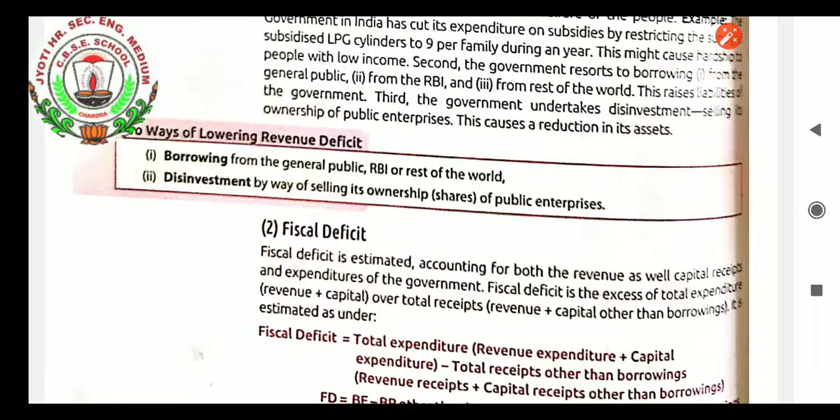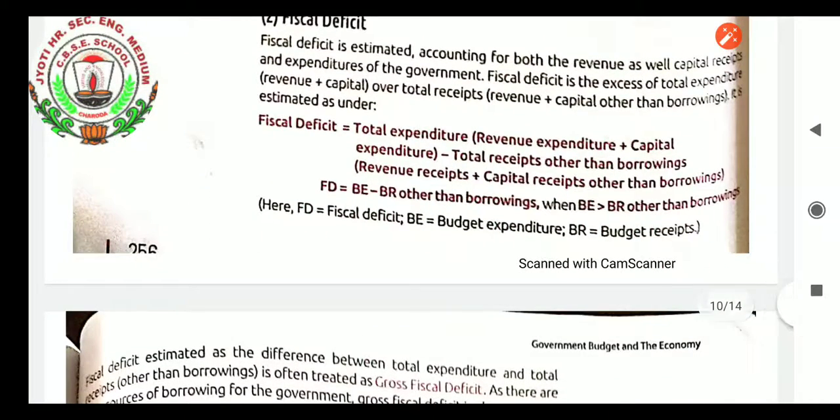The deficit which the government is getting is estimated according to both the revenue as well as capital receipts and expenditure of the government. That is, fiscal deficit is the excess of total expenditure, revenue plus capital nature, over total receipts, revenue plus capital, other than borrowings. Here borrowings will not come. It is estimated as: fiscal deficit equals total expenditure, revenue expenditure plus capital expenditure, minus total receipts other than borrowings, revenue receipt plus capital receipt other than borrowings. That is known as fiscal deficit.